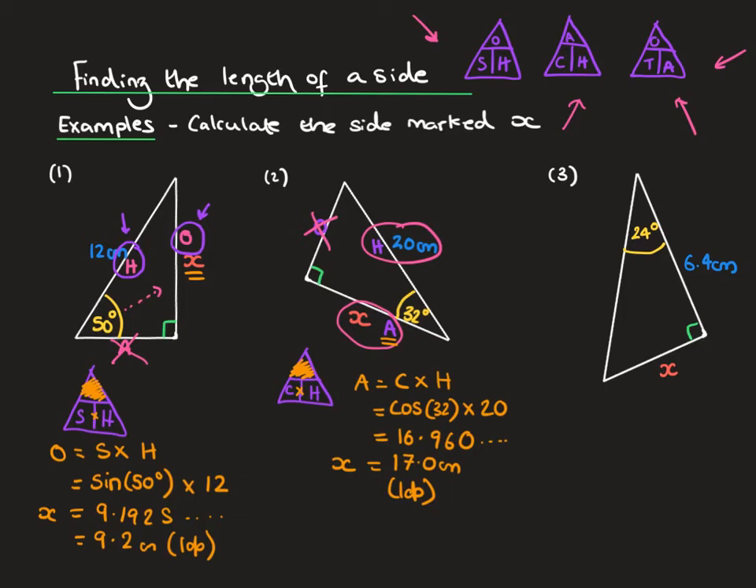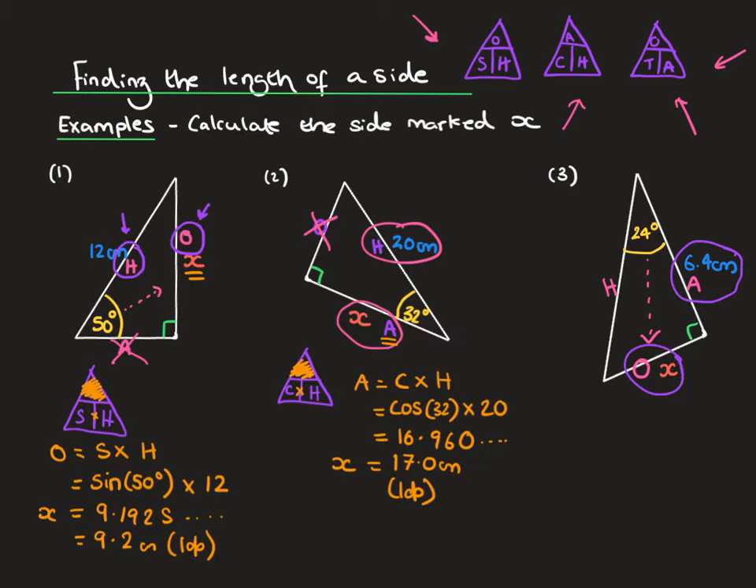Start by labelling the 3 sides as appropriate. Now, this blank side here is H. The opposite side, so the side that's opposite the 24 degrees, is labelled X, and this 6.4 is left over, so it's the adjacent. Which two are we interested in? We know the adjacent, it's 6.4. We're trying to find the opposite, it's X.